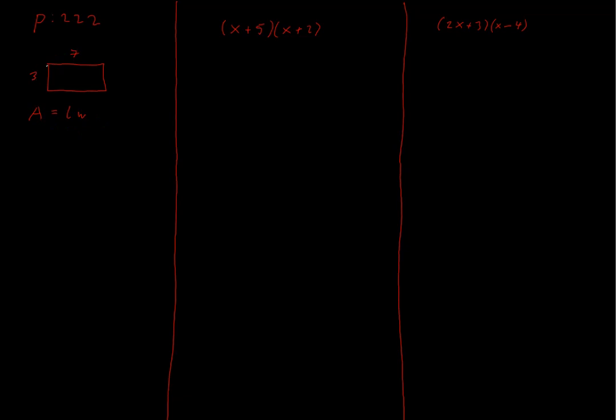Now, if we have a rectangular box with a width of 3 and a length of 7, the area of that box would be 3 multiplied by 7, which will give us a total area of 21, and it would be units squared if we put in units for it.